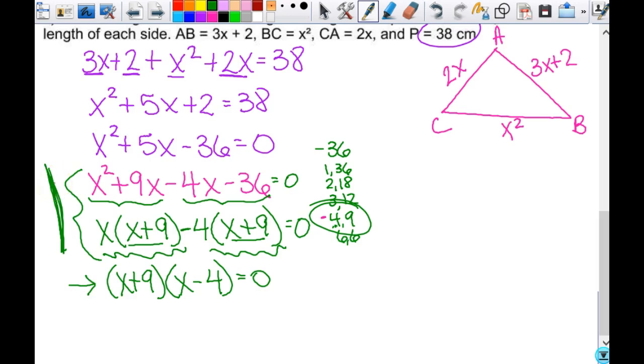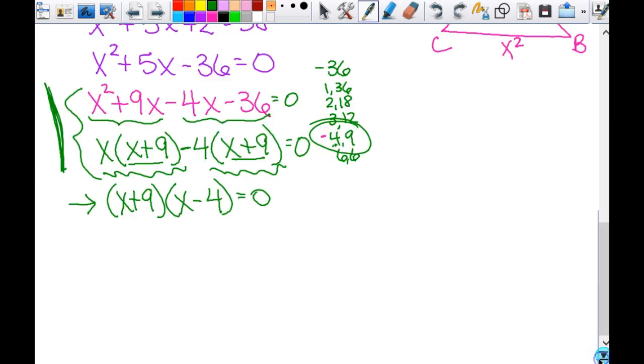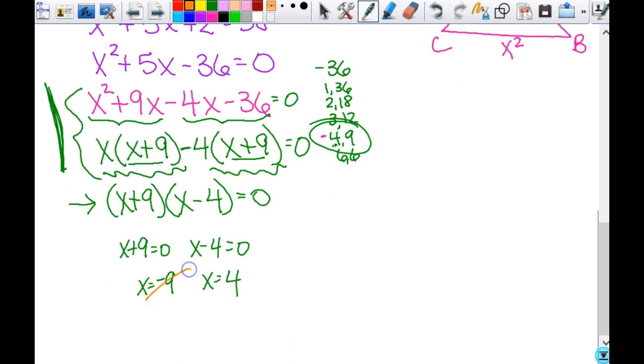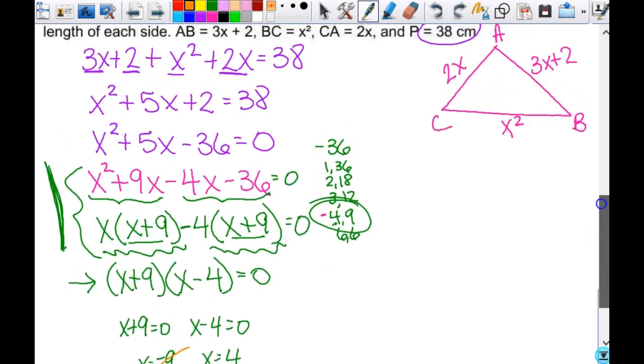Okay? So now that we've gotten here, my answers then are that I get x plus 9 equals 0 and x minus 4 equals 0. So x equals negative 9 and x equals 4. Okay? Are they guaranteed to both work? No. Okay, so now I'm going to look at what I would plug in up here. And if I plug in the negative 9, well, 2 times negative 9 gives me a what? Negative 18. Can I have a negative side length? No. So I don't like the negative 9, which means hopefully it's 4, or none of this is going to work, right? We did something else wrong.